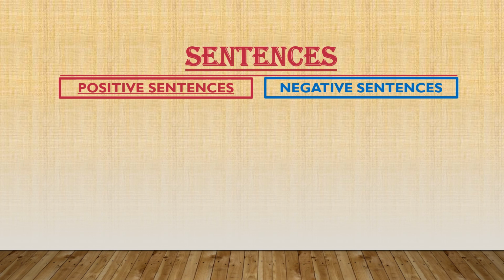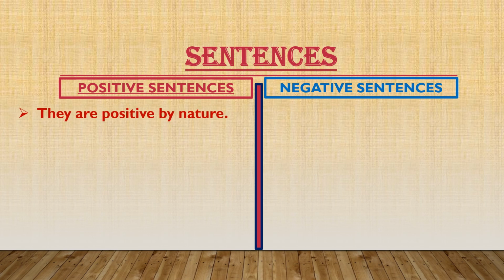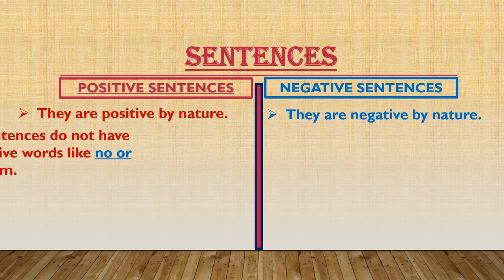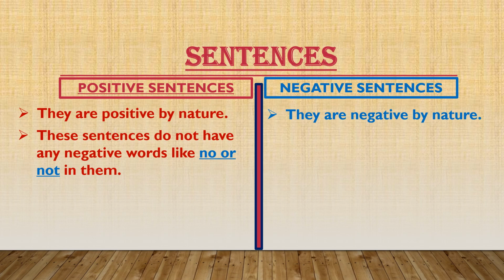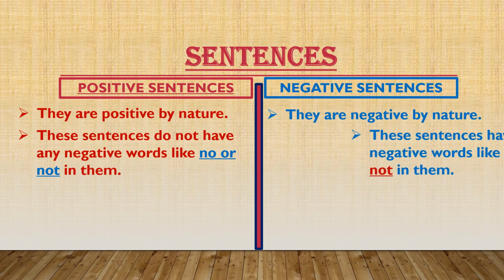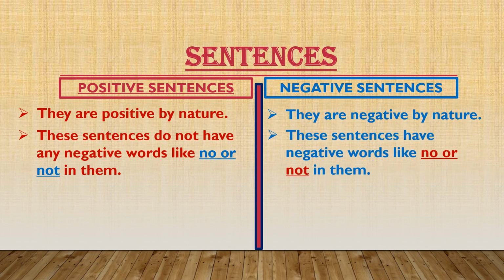But before that, we need to know what is the difference between them. Let's see. Positive sentences are always positive by nature. Negative sentences are negative by nature. Positive sentences do not have any negative words in them like no or not. Negative sentences have negative words like no or not in them.